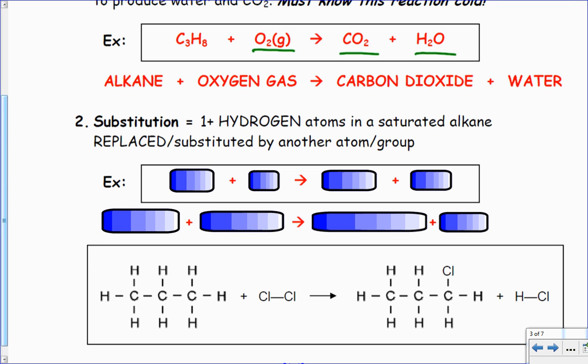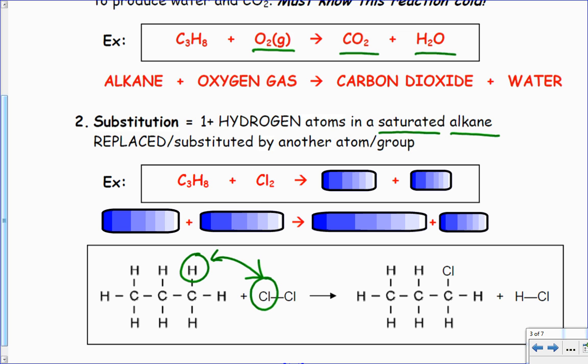Okay, now a substitution reaction is just like what it sounds like. I'm going to substitute a hydrogen for something else. Okay, now what is important here is that there's a saturated alkane. It's got to be saturated or we're going to find out it's the next reaction, which is addition. It's a substitution. So what's going to happen is a hydrogen and a chlorine are going to swap. They're going to substitute.